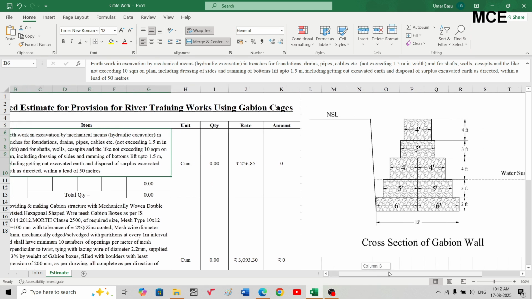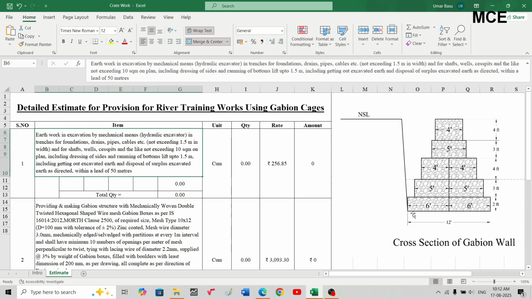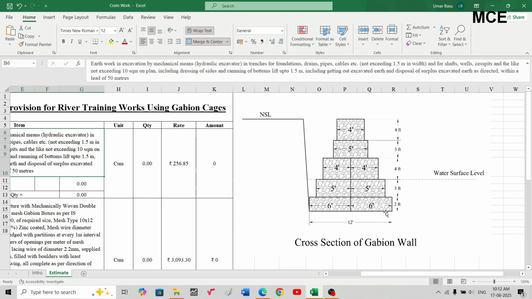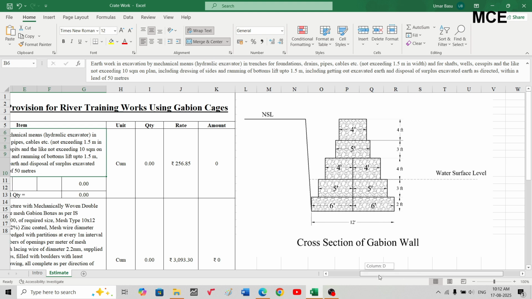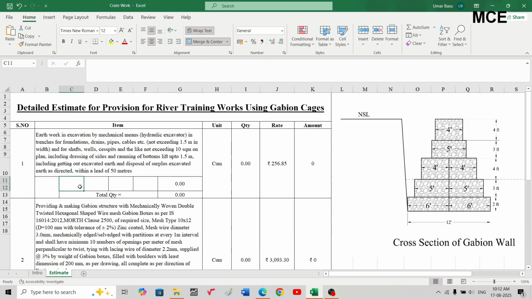For the cross section of the Gabion wall, you can see the bottom width is 12 feet and the depth below the water surface level up to the river bed is 5 feet. For my river cross section I will assume that I have to excavate this whole earth, that is bottom width 12 feet and depth 5 feet, for a length of 100 meter and for two banks of the river. So number will be 2, length will be 100 meter, width at bottom is 12 feet, which is 3.65 meters, and depth is 5 feet, which is 1.5 meters.